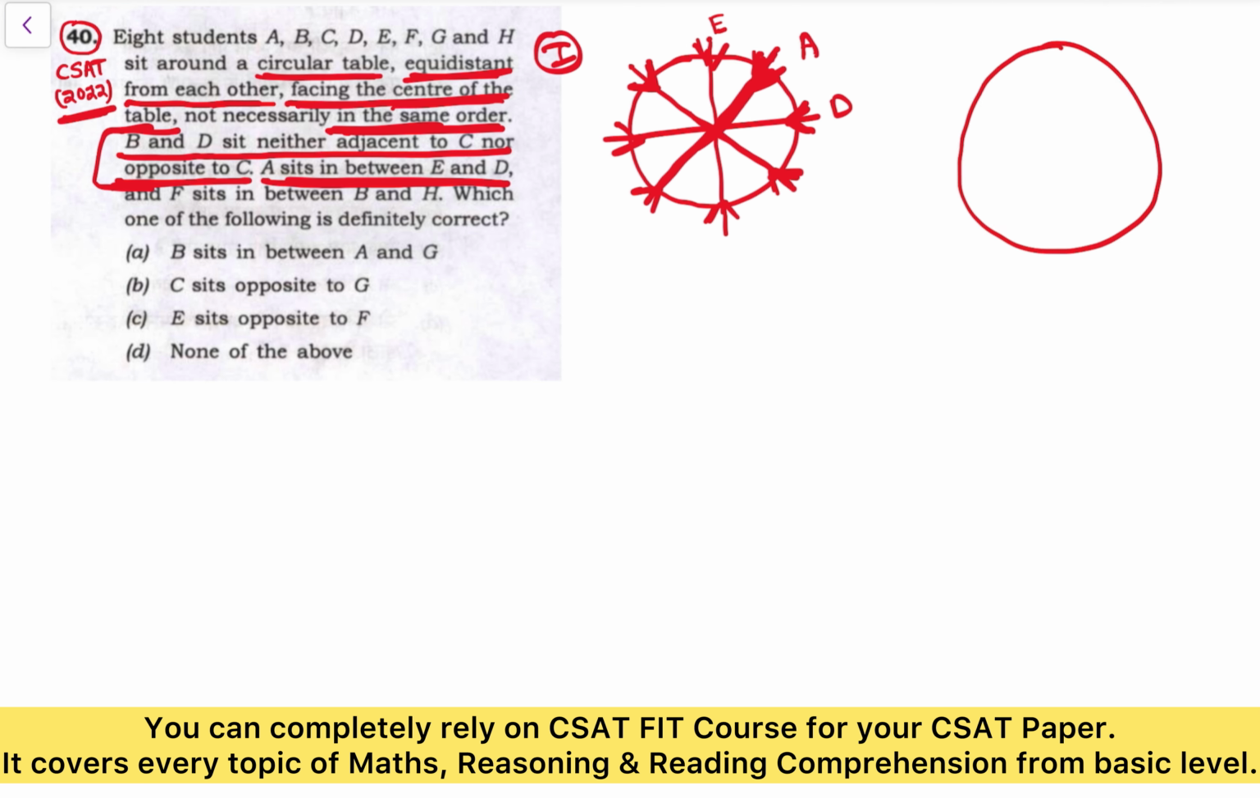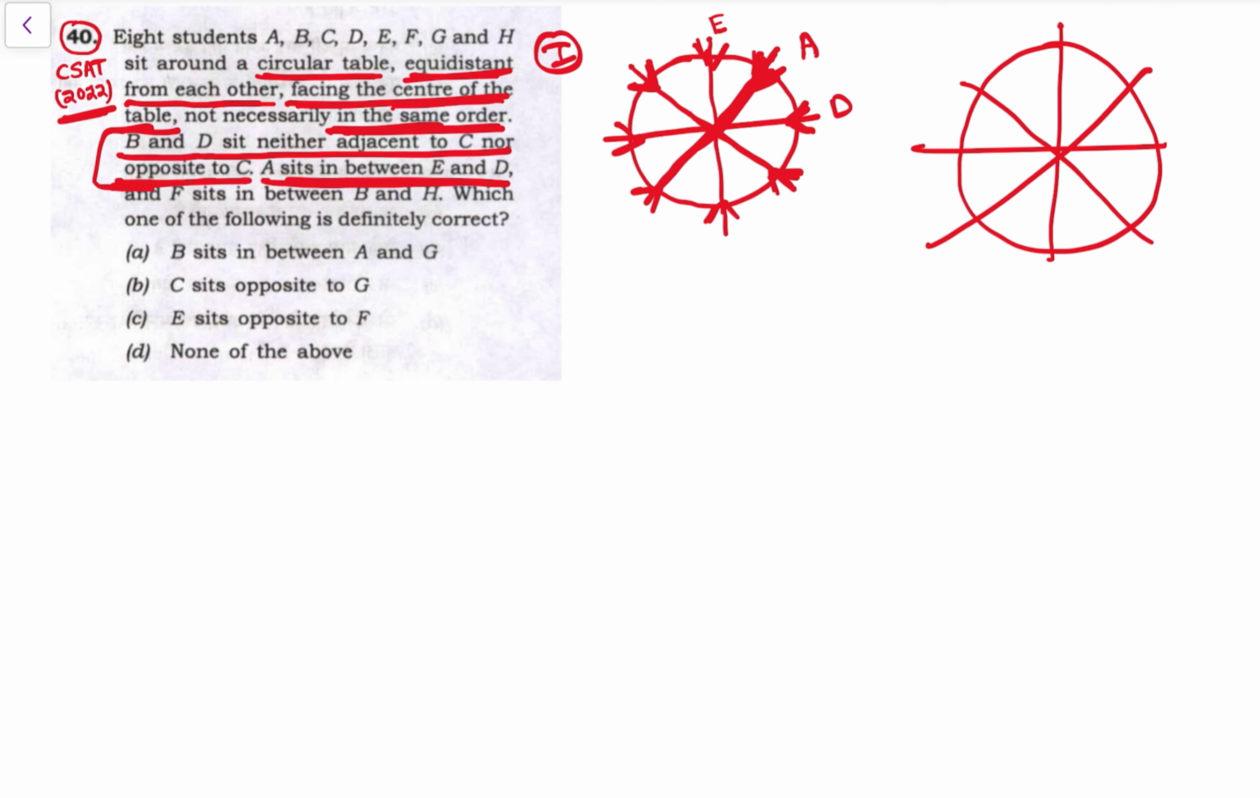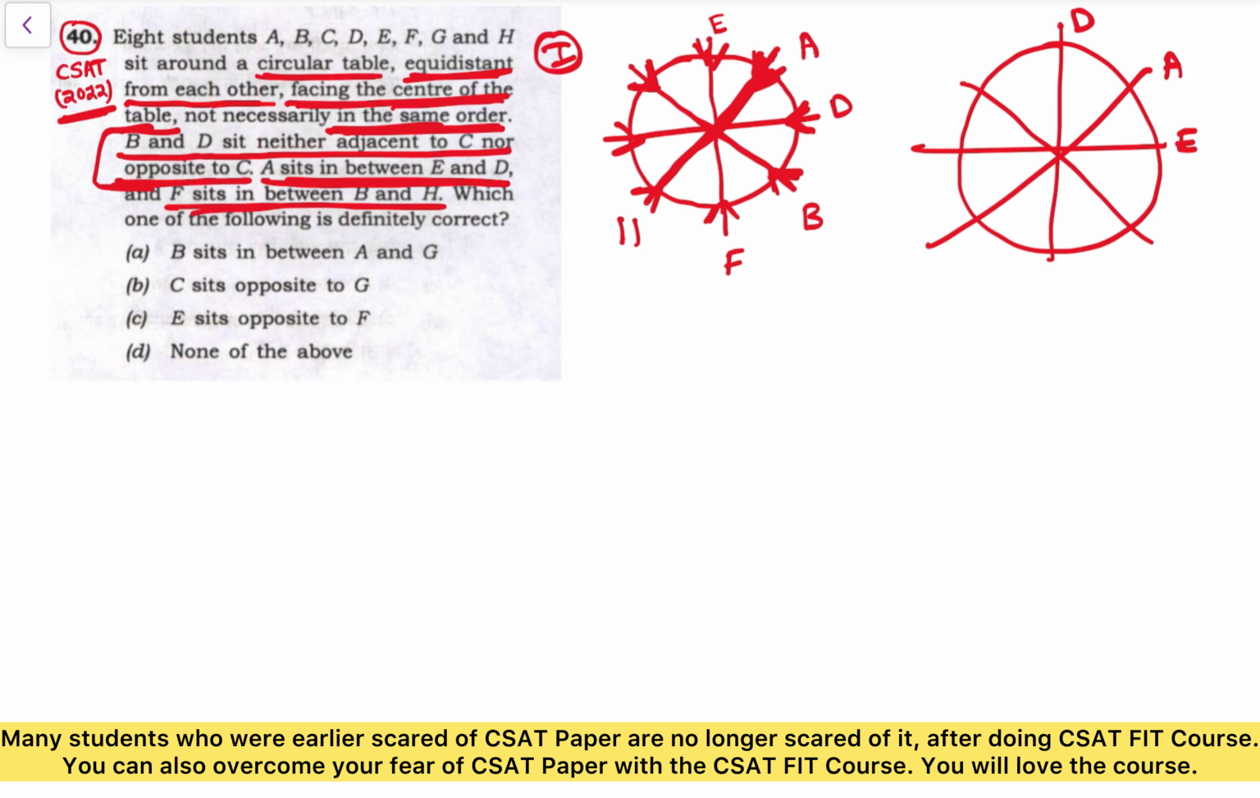So that is, 1 2 3 4 5 6 7 8, and A sits in between E and D, so now E is this side and D is this side. Then F sits in between B and H. So let's take B and H here. And the next case would be the third case.